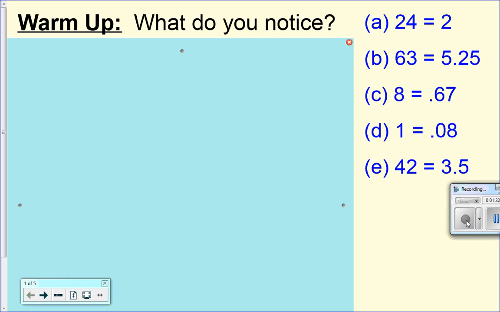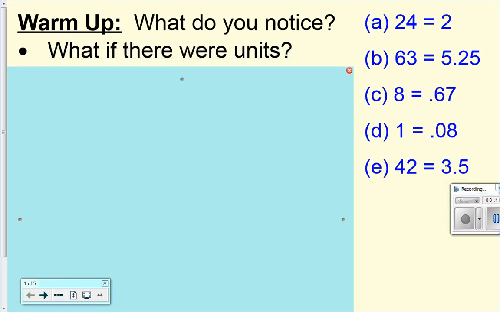The first number, all of them are divided by 12. Those are the same. All of them? Okay, he's on to something. All right. What if there were units? What if we included some units? What would make them true? What would make them equal?